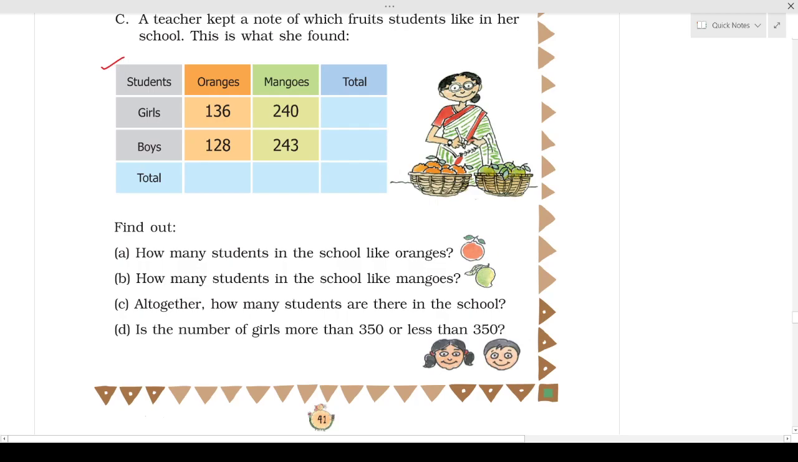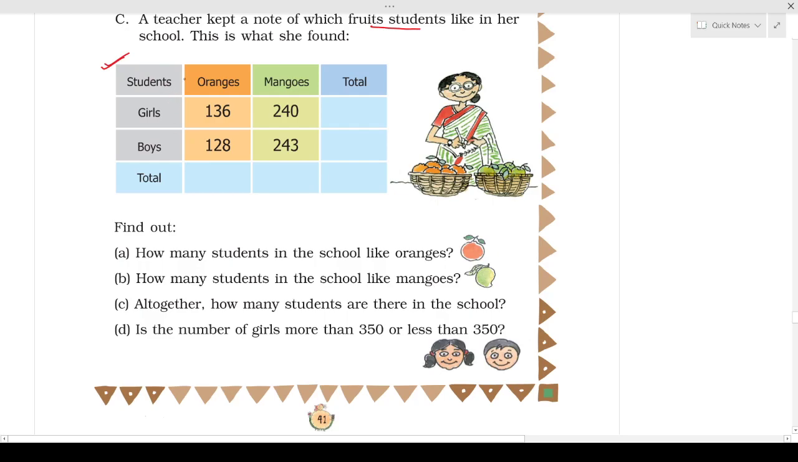Hello children. Here I am going to explain give and take question answer. So here you can see what is written in the question. A teacher kept a note of which fruits the students like in her school. This is what she found. So here we have the note.